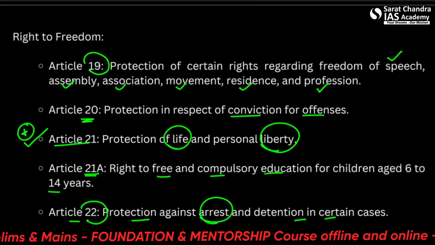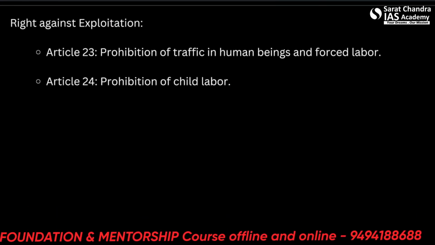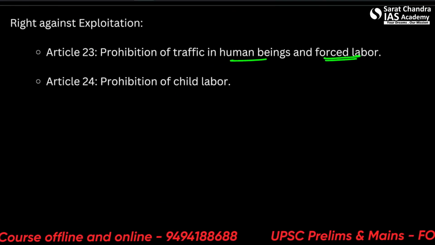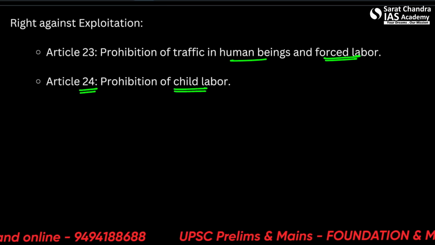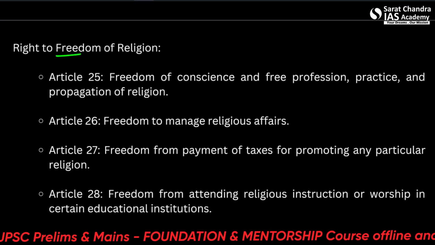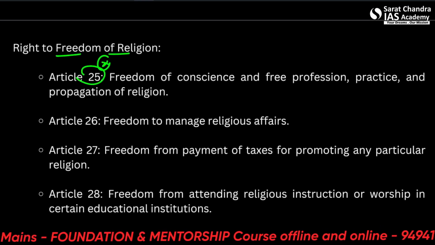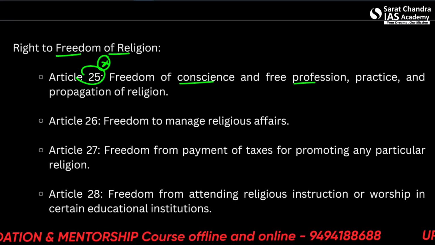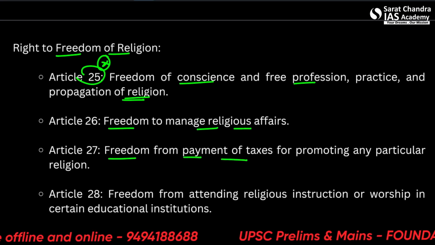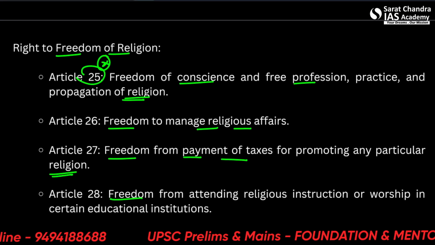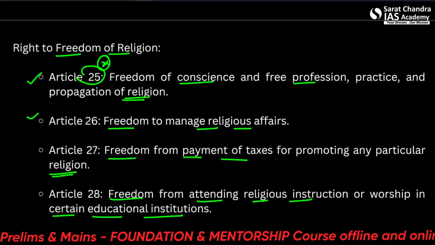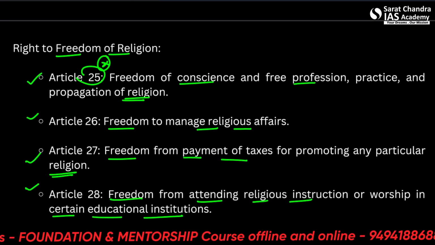in certain cases. We move next towards right against exploitation, so prohibition of traffic in human beings and forced labor, and Article 24, prohibition of child labor. We move to next fundamental rights, right to freedom of religion. Article 25, much in news, freedom of conscience and free profession, practice and propagation of religion, freedom to manage religious affairs, freedom from payment of taxes for promoting any particular religion, and freedom from attending religious instruction or worship in certain educational institutions. 25, 26, 27, and 28.